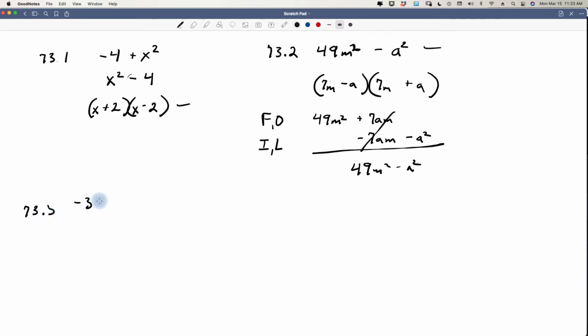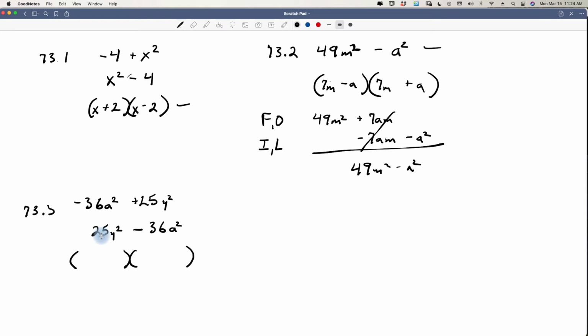All right, 73.3. Negative 36a squared plus 25y squared. Can we do this like this? No. We have the same thing that we had for 73.1. We have to rearrange it. So 25y squared. The first one has to be positive. The second one has to be negative. And they both have to be perfect squares.